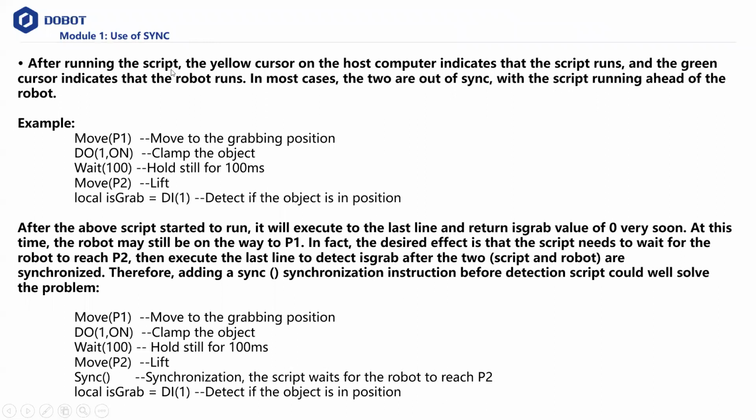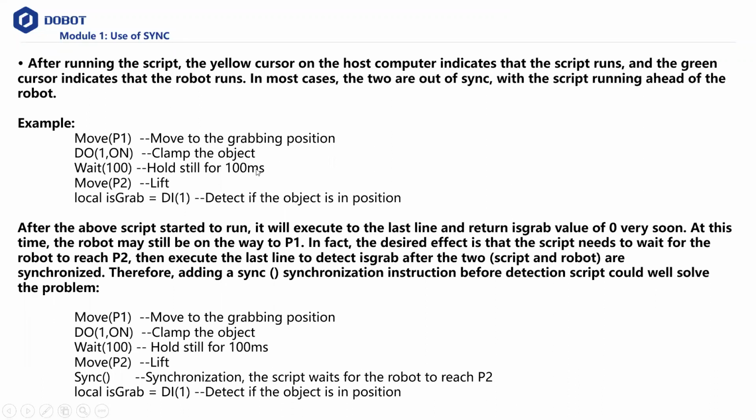So after we run the script, the yellow cursor on the host computer indicates that the screen runs, and the green cursor indicates that the robot runs. So in most cases, the two are out of sync. The screen is running ahead of the robot.